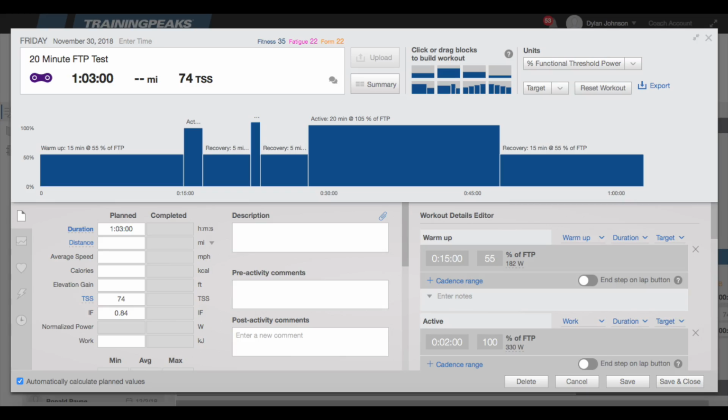Probably the most common method for determining one's FTP is the 20-minute test. For this test, you want to get in a solid warm-up and then ride steady as hard as you can for 20 minutes. And then you take that average power for 20 minutes and multiply it by 0.95 to get what you could theoretically hold for 1 hour.